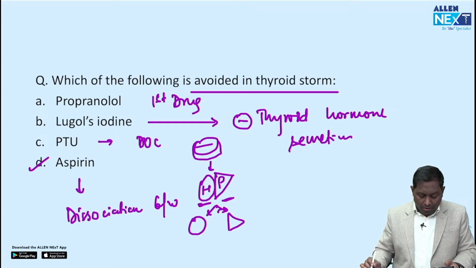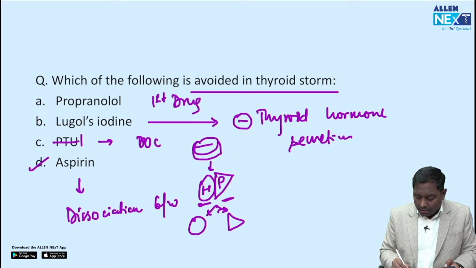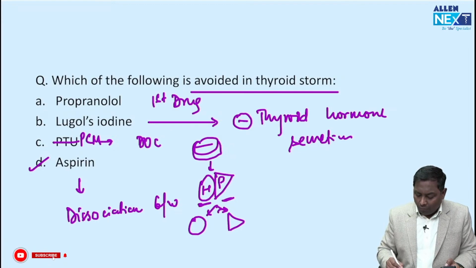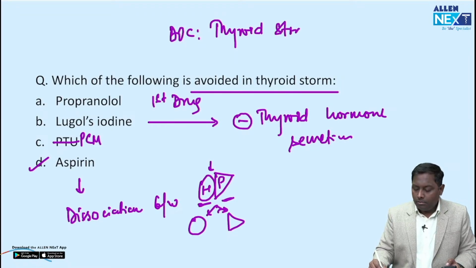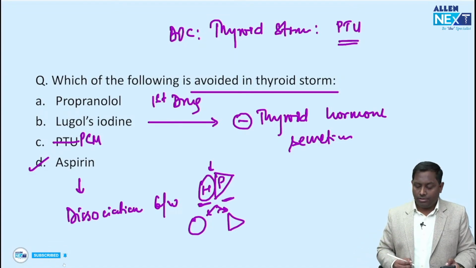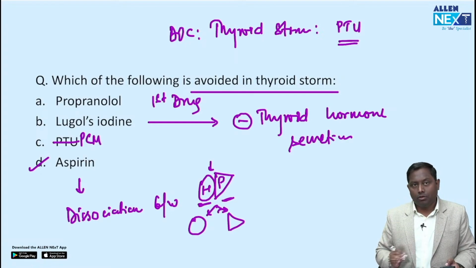aspirin. PTU not, they give paracetamol. Okay, so let us say that there was paracetamol. If there is paracetamol, remember paracetamol is not avoided. If the examiner is going to ask you the drug of choice for thyroid storm, we are going to use propylthiouracil, PTU. Propylthiouracil will be the drug of choice for thyroid storm, right? And if paracetamol is given, paracetamol is not avoided.